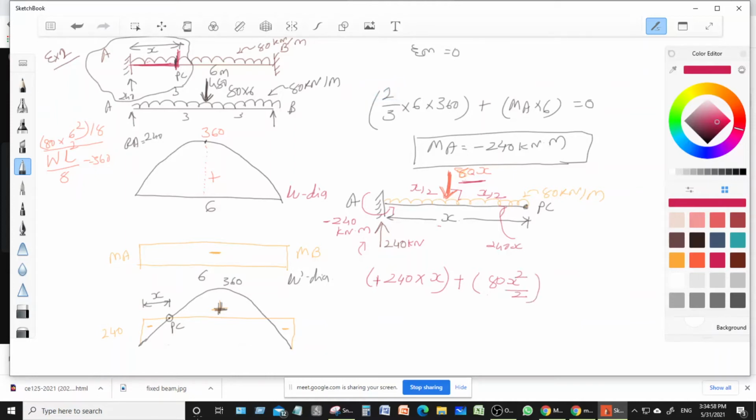And see, this moment is going to be anti-clockwise. So a left-hand side anti-clockwise moment is taken as the negative moment. Then plus you have this moment, that is MA, right? MA is a moment. So we are doing the algebraic sum of the moment at this point from one side. So MA, that is again minus 240 kilonewton meter. So it is going to be 0 because your moment is always 0.